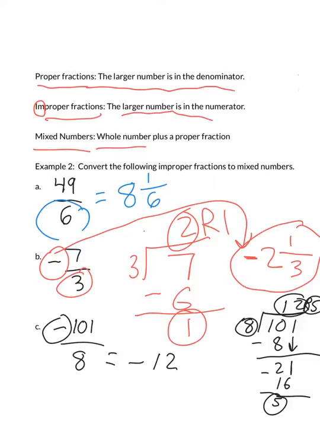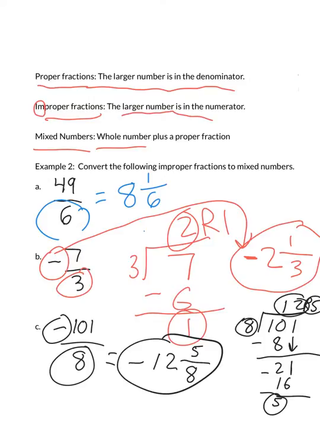Take your remainder of 5 and throw it over the same denominator as the original question had. The original question, the denominator was 8. So -12 and 5/8 is the final answer.